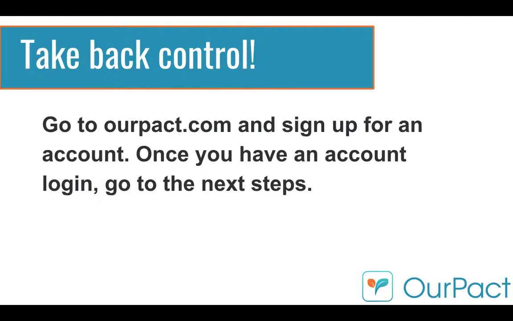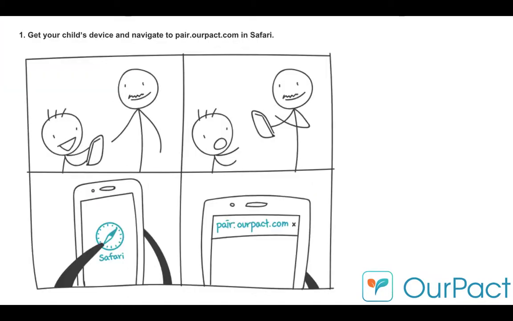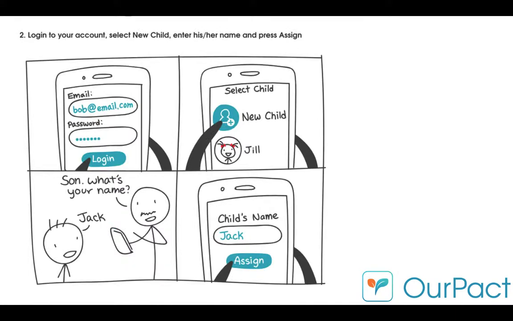First thing you need to do, go to ourpact.com and sign up for an account. Once you have that account and a login, you want to go to these next steps. The first step is simply to get your child's device. You're going to go to Safari, and then go to pair.ourpact.com. Once there, you're going to log in with the login you just got.